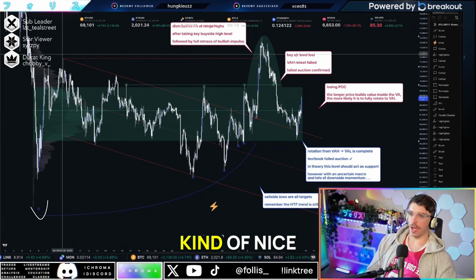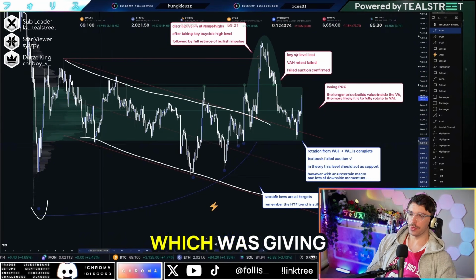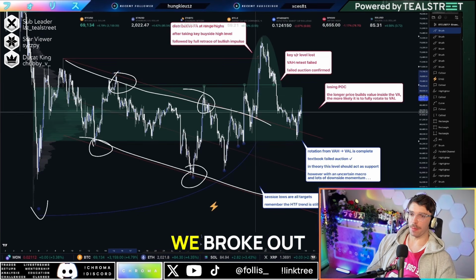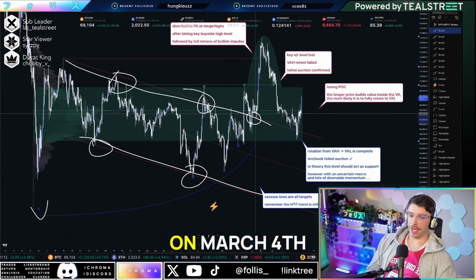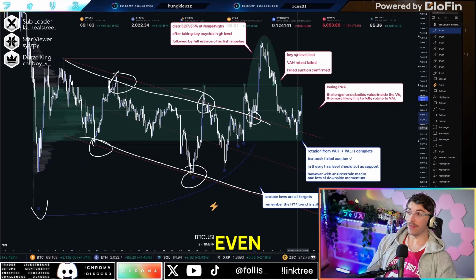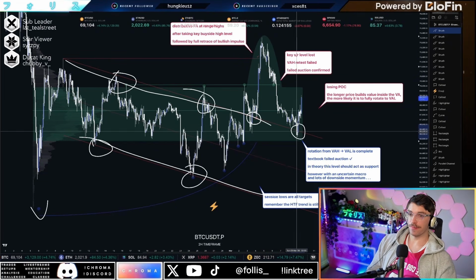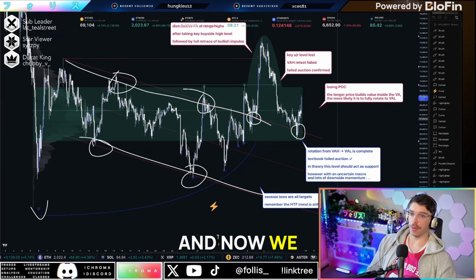We had this kind of nice, clean descending channel, which was giving us some nice reads for a while. I would say that we broke out of that back on the 4th of March. And there's one way of looking at it that says this move was just a retest of that channel high, and now we go higher.